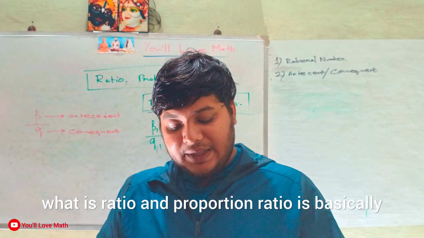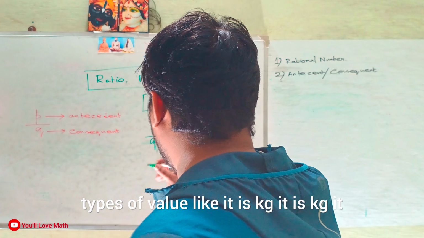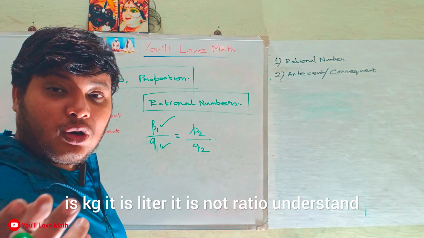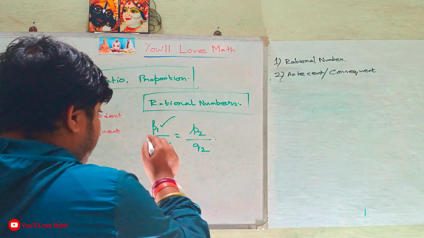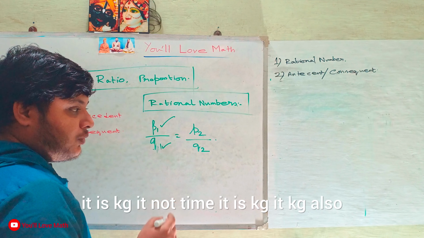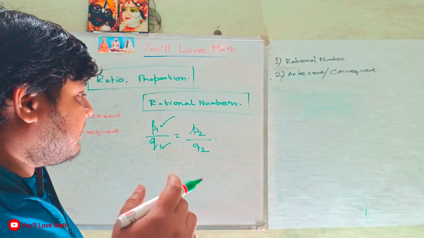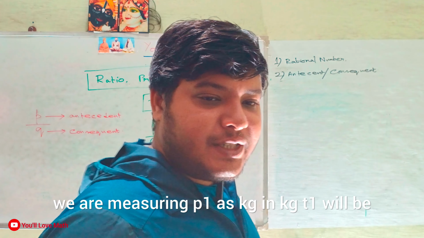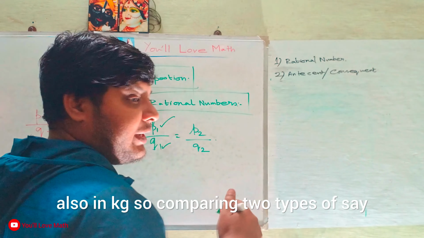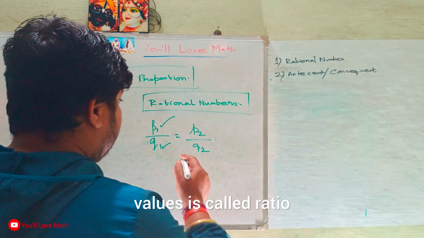Ratio is basically comparing two values of the same type, like kg and kg. If it is kg and liter, it is not a ratio. If it is kg and time, it is not a ratio. If P1 is measured in kg, Q1 will also be in kg. So comparing two values of the same type is called ratio.